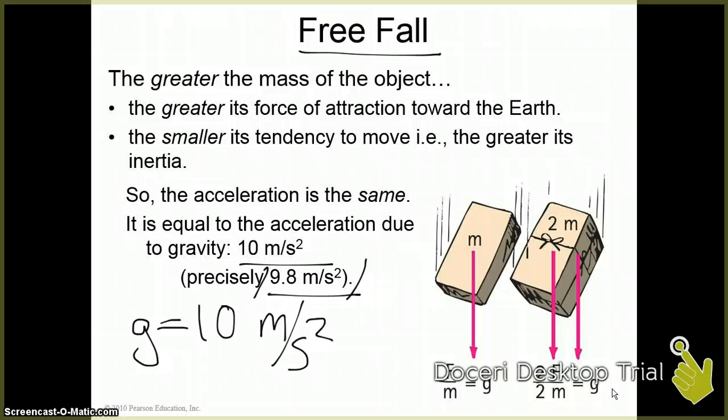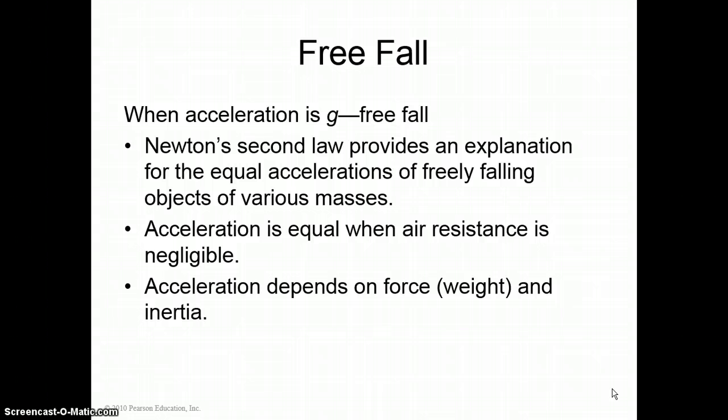It just makes things a little bit easier for the math if we say that g, the acceleration due to gravity, is 10 meters per second squared. That's the acceleration of an object in free fall, falling under the influence of gravity alone. No air resistance. In sum, when the acceleration is g, in other words, when you are in free fall, Newton's second law provides the explanation for the equal accelerations of freely falling objects of various masses.